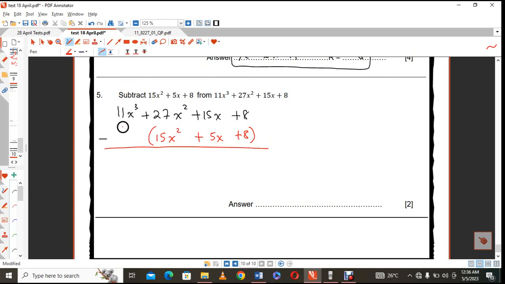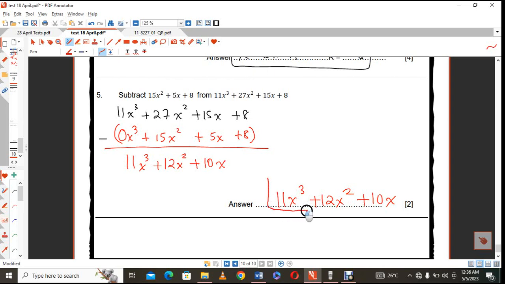In fact, with 11, there's nothing here. Okay, so you can go ahead and say, well, there's 0x cubed over there. All right, there's nothing in terms of that. So 11x cubed will still be there. And then you have 27 minus 15. Well, that is going to be positive 12x squared. And then 15x minus 5x is going to be 10x. And then 8 minus 8, obviously that's 0. At the end of the day, our answer is 11x cubed plus 12x squared plus 10x.